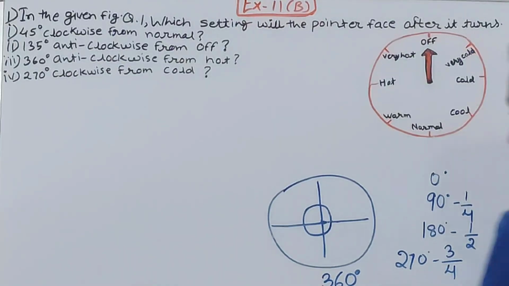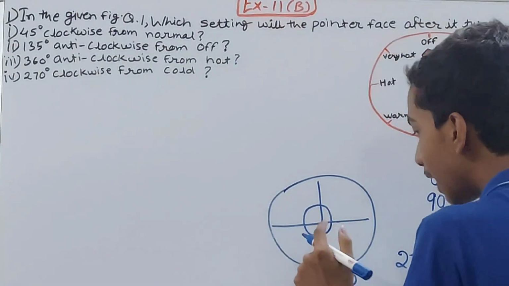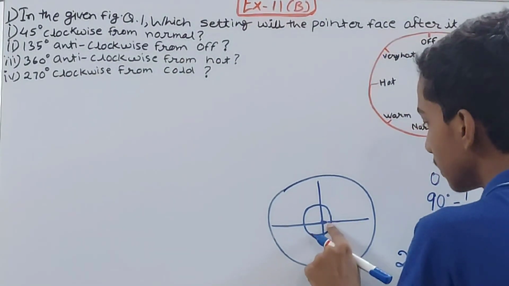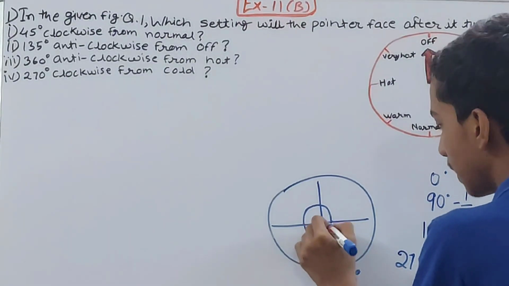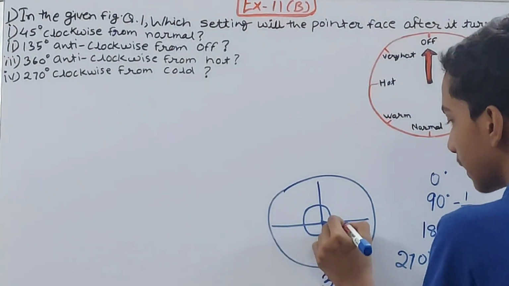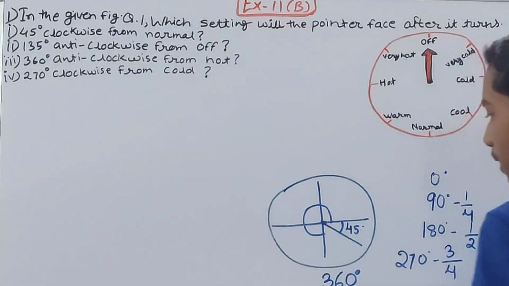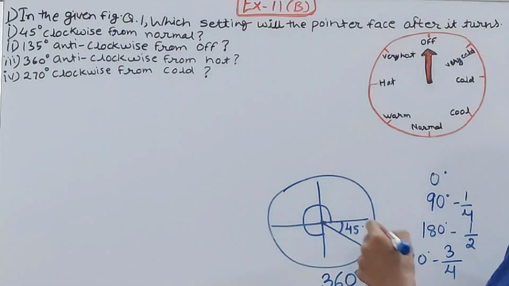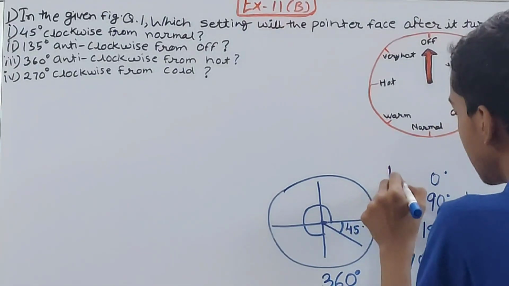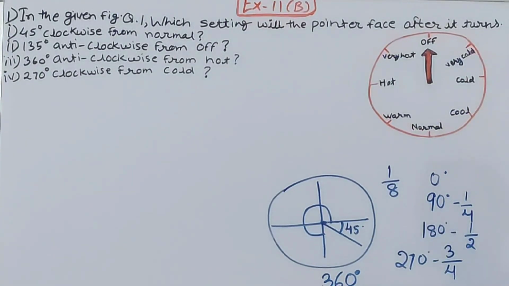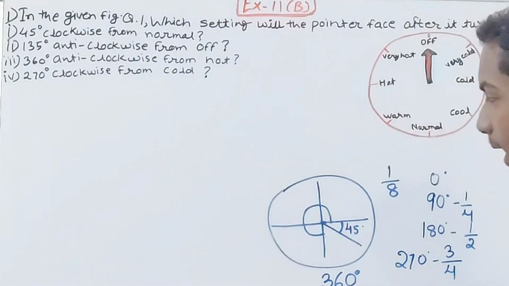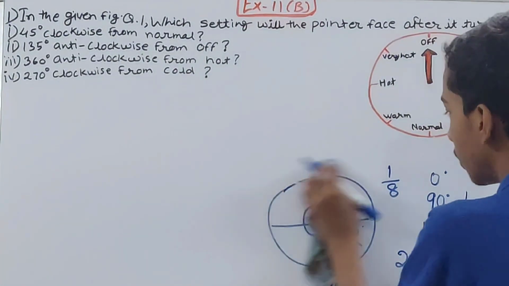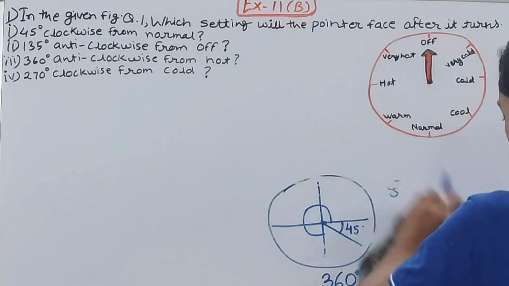So 45 degrees is half of 90 degrees, right? See here, this is 90 degrees, and if I draw a line in between, this much part is 45 degrees, right? I'll tell you how to do this. 45 degrees is basically 1/8 of the revolution, because if you divide 360 by 45, you get 8 as your answer.